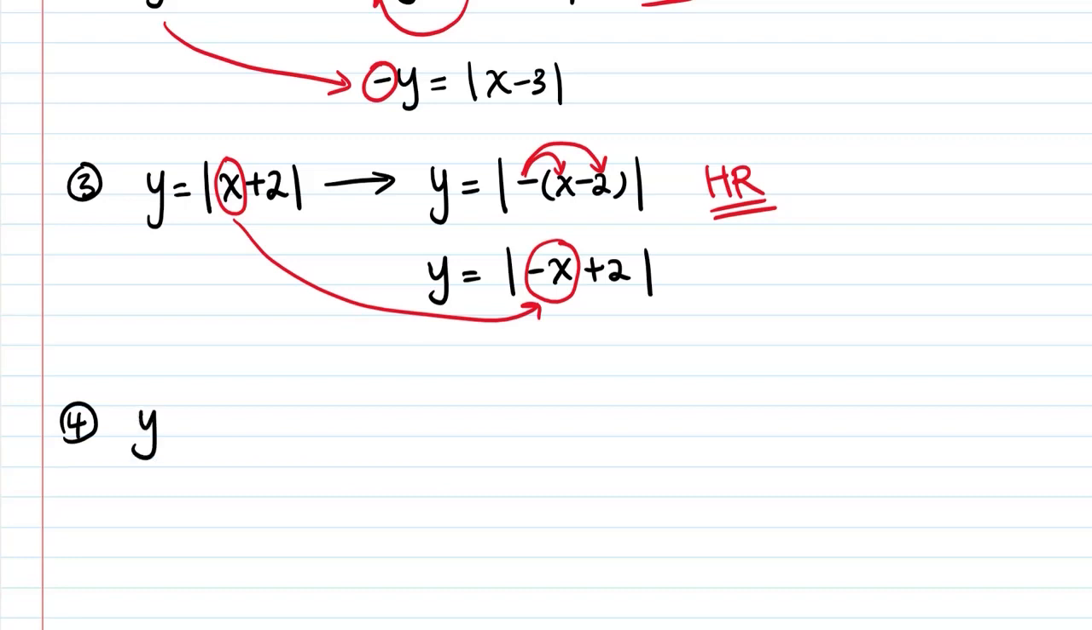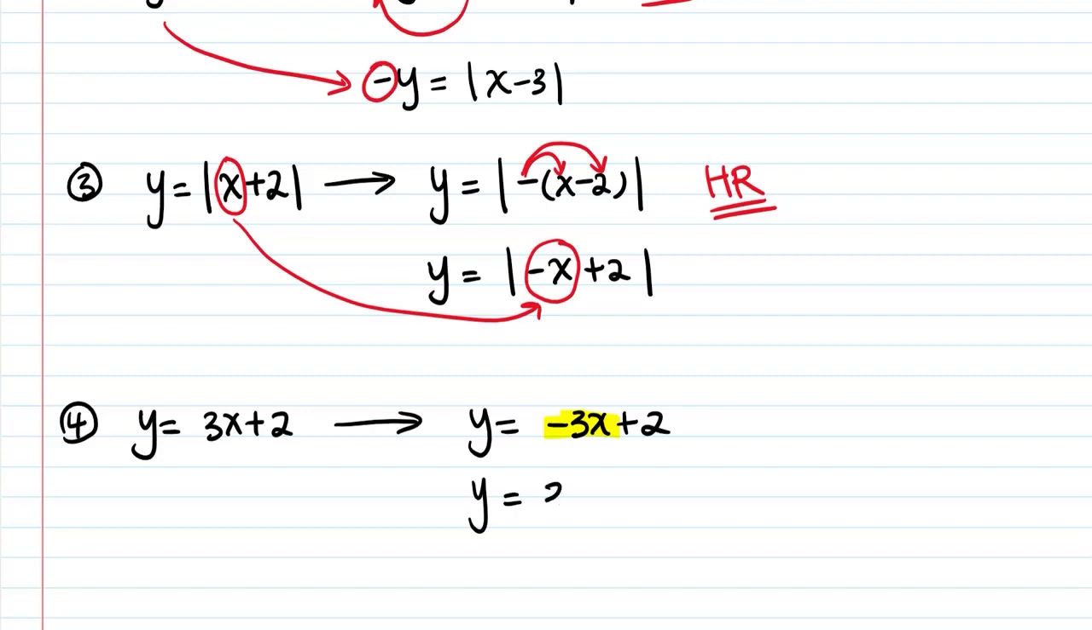Number 4, y is 3x plus 2 transformed to y is negative 3x plus 2. This one, you may need to manipulate the equation a little bit to see what happens to the x or y variable. We're going to keep the y the same, and we're going to change the order of multiplication. So negative 3x means negative 1 times 3 times x. We're going to write it as 3 times negative x plus 2.